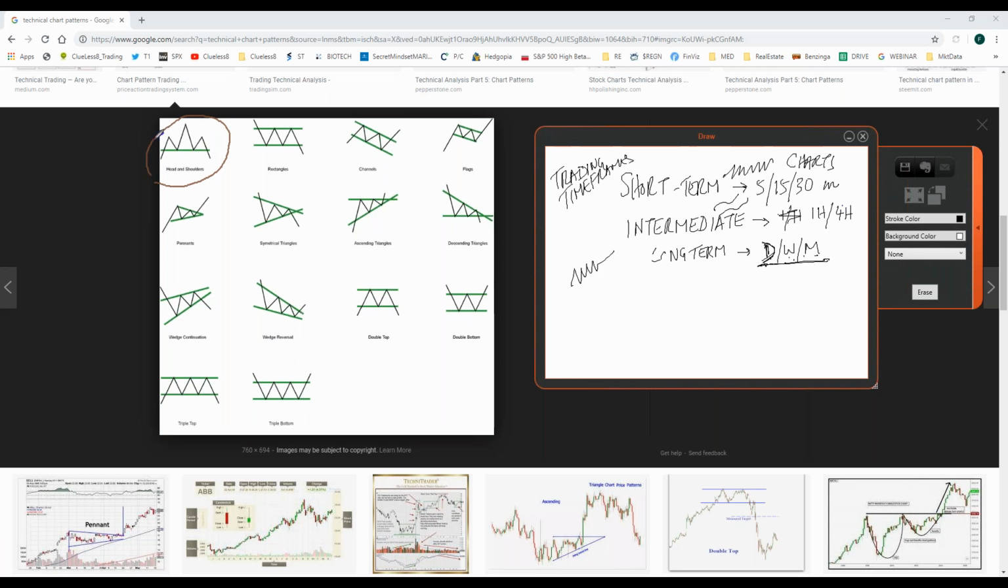So bottom line is, oh good, that stays here. That's great. I thought it was going to disappear when I clicked the screen. So let's start off with patterns.